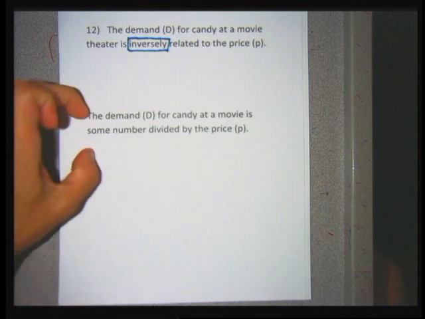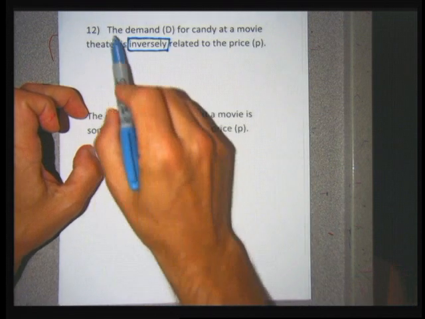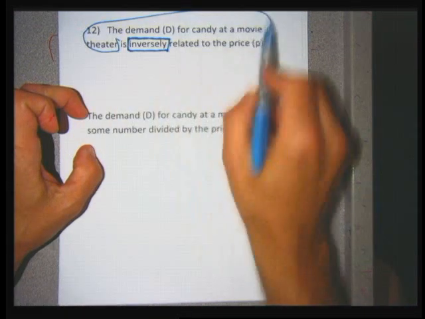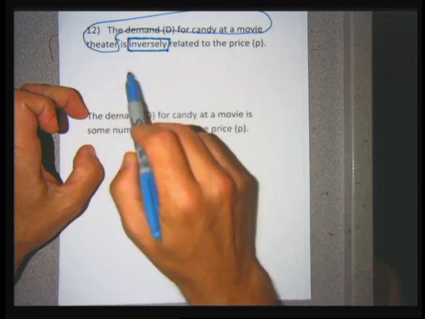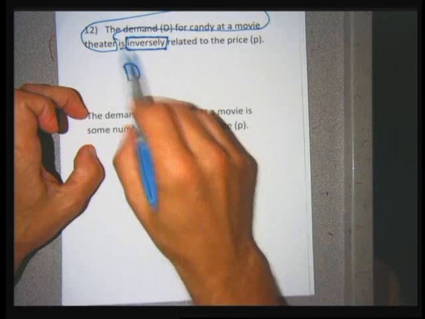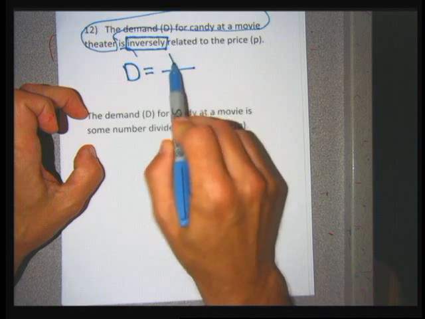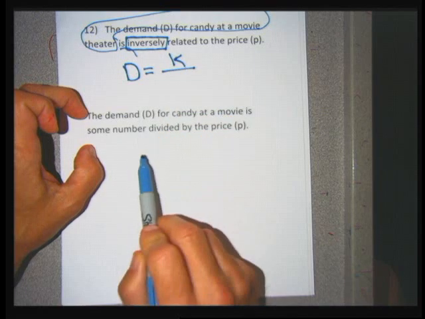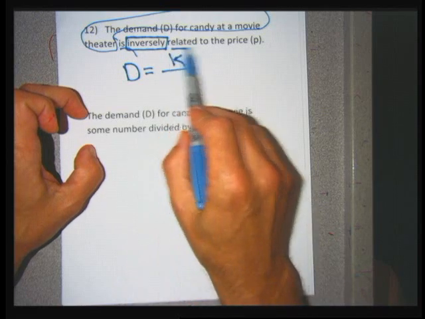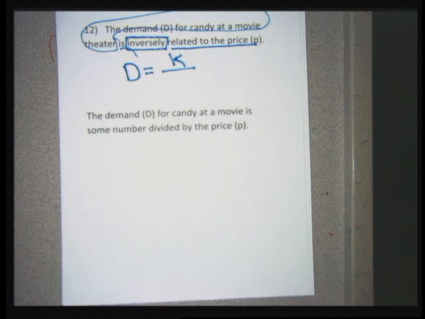I rewrote the problem, but at some point you might get to where you can just write the equation without doing a rewrite. So up to the word is gives me the d that goes to the left of the equal sign. The word is gives me the equal sign. The inversely related gives me a fraction with a k in the numerator. The letter that comes after the inversely is the letter that goes in the denominator.